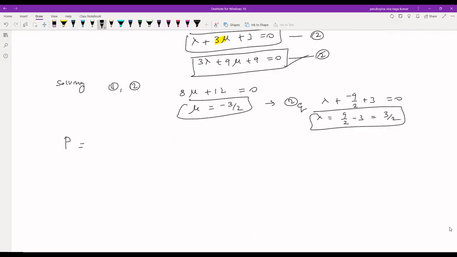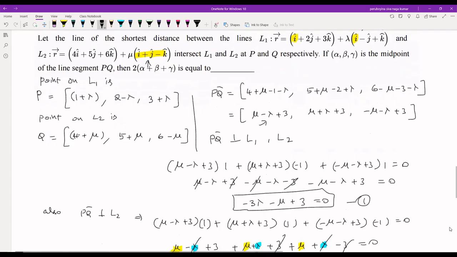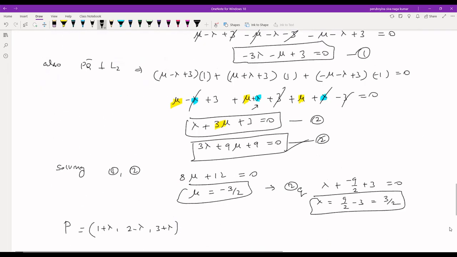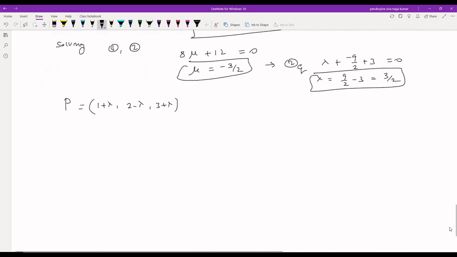P point will be, if you substitute here, 1 plus lambda, 2 minus lambda, 3 plus lambda. So substitute the lambda value: 1 plus 3 by 2, 2 minus 3 by 2, and 3 plus 3 by 2. So 5 by 2, 1 by 2, and 6 plus 3, 9 by 2. So this is 5 by 2, 1 by 2, 9 by 2, correct?